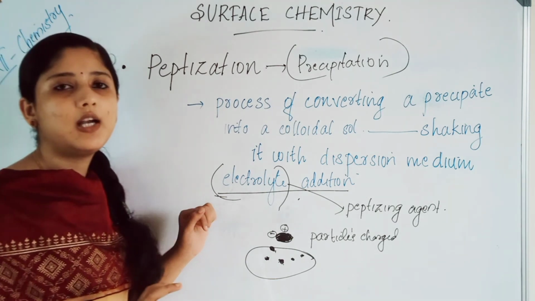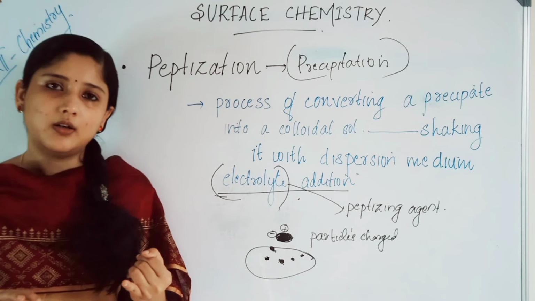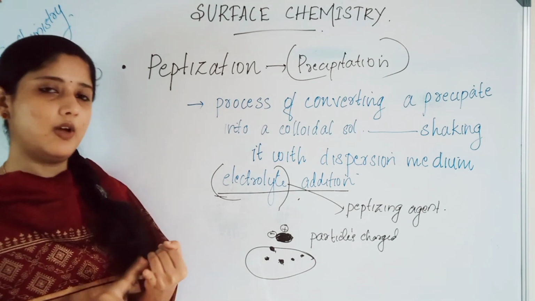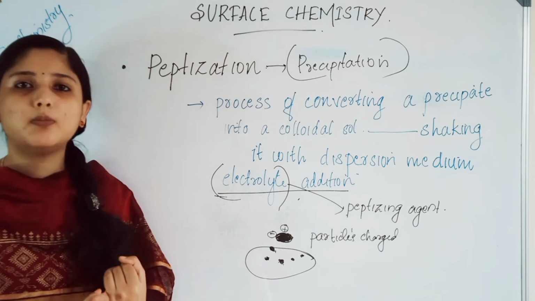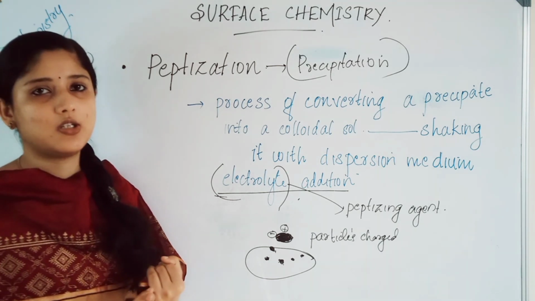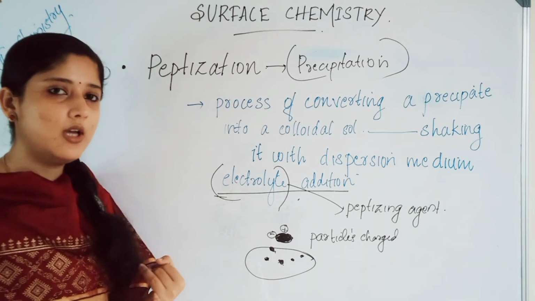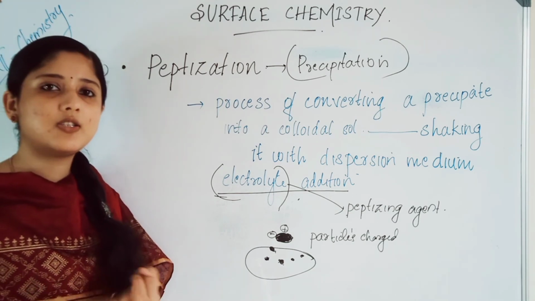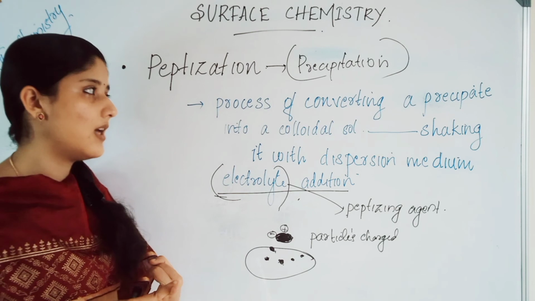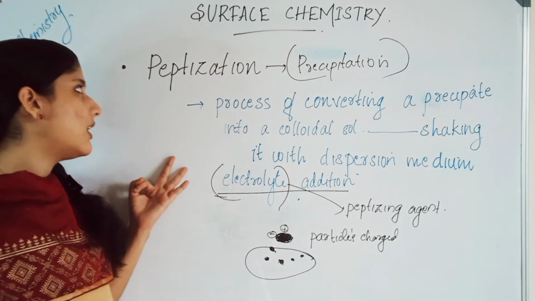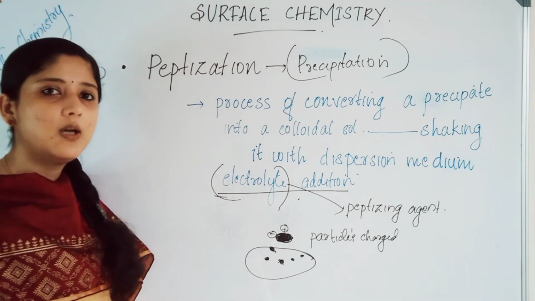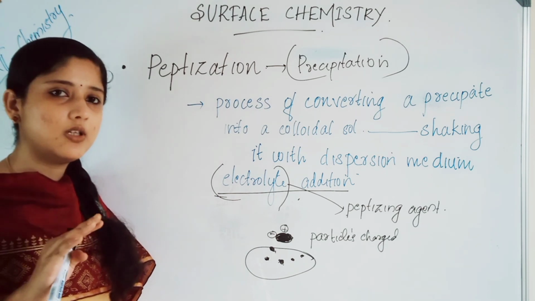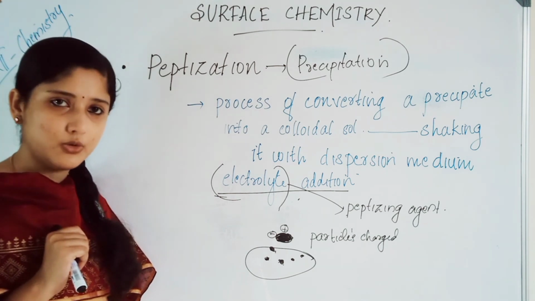So we studied three main methods for the preparation of colloids. First, the chemical methods, which include double decomposition, oxidation, reduction and hydrolysis. Next, the electrical disintegration or Bredig's arc method. And third, peptization. These are the different methods for the preparation of colloidal solutions.